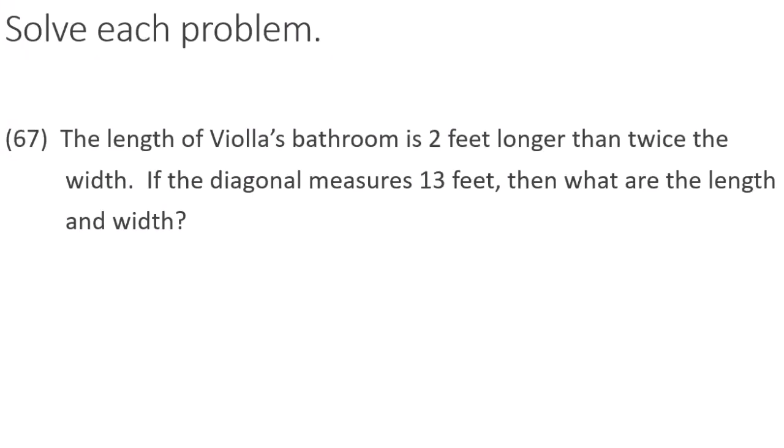All right, another one. The length of Viola's bathroom is 2 feet longer than twice the width. If the diagonal measures 13 feet, then what are the length and the width? So, first of all, they don't really tell us what shape the bathroom is, but when they say length and width, we can kind of assume it's a rectangle.